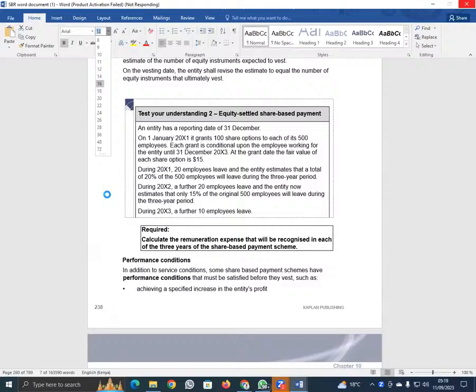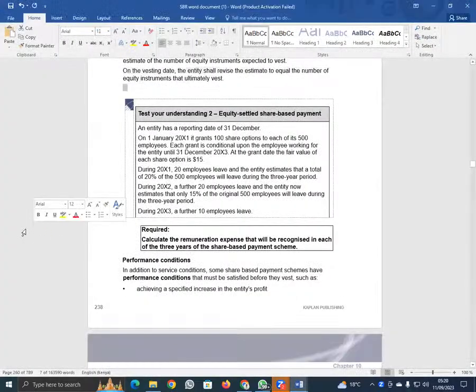Ladies and gentlemen, the first thing that you need to recognize is what promise we have given these people. We haven't told them that when the share price increases, we're going to give them cash. We have told them that we shall give them 100 share options. We are going to give them equity instruments. It grants 100 share options to each of its 500 employees. So this is an equity settled share-based payment.